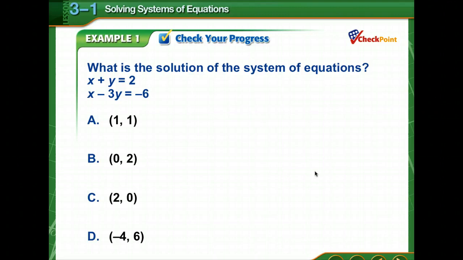So find the solution to this system of equations using a table. Pause the video and then come back in a moment and check your answer. Did you get (0, 2)? If you did, very good for you.